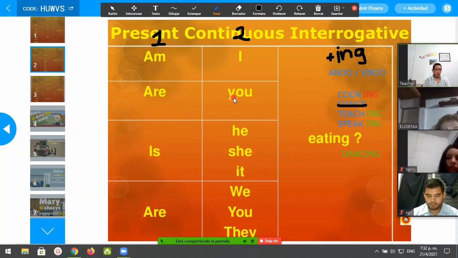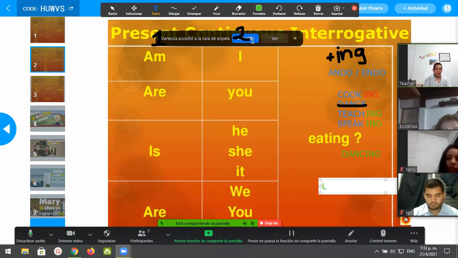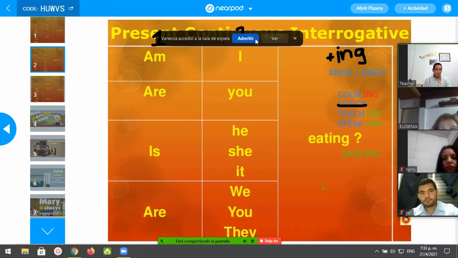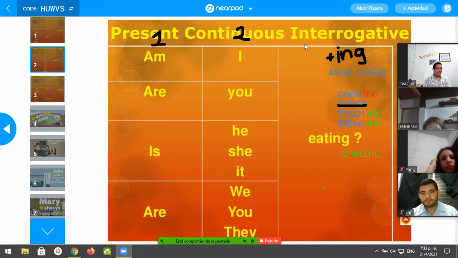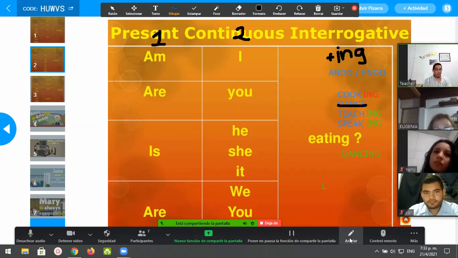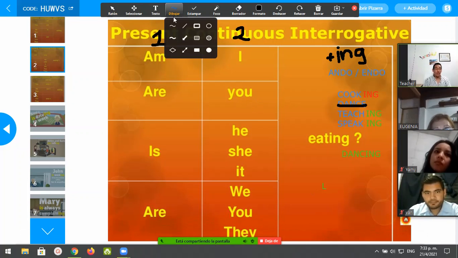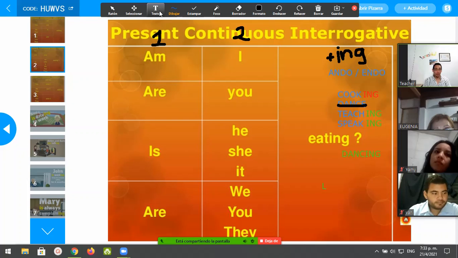Or are you teaching English? Or are you, in this case, right? Are you learning English, right? If I ask the question to Eugenia, and I say, Eugenia, are you learning English? Yes, I am learning English. Yes, and that's correct, right? So Eugenia answers correctly and she says, yes, I am learning English. Okay? So that's how you say.